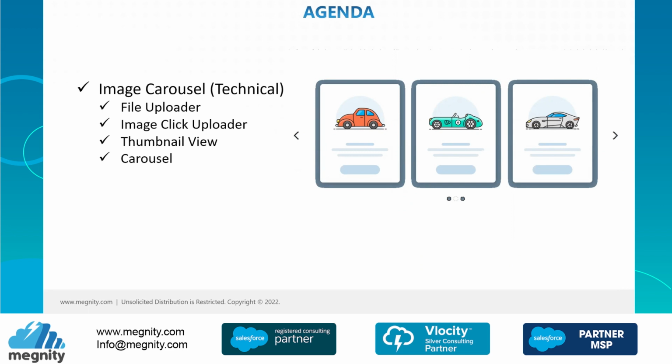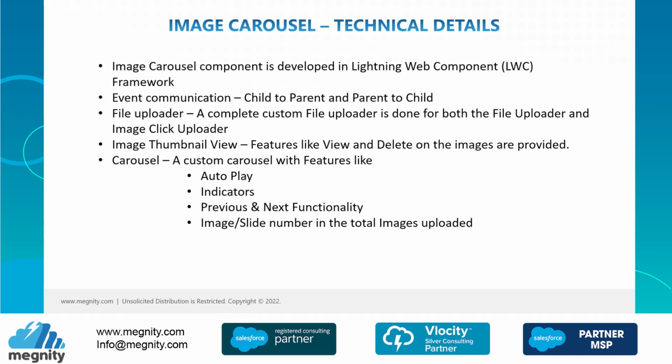In the previous session, we learned about the image carousel in the FNOL series. Today, let's look into the technical details of the same. A quick recap: the image carousel is built with 4 different components, and they are file uploader, image click uploader, thumbnail views, and carousel components. The whole carousel component is built on the Lightning Web Component Framework. All the 4 components work together using parent-child communication.